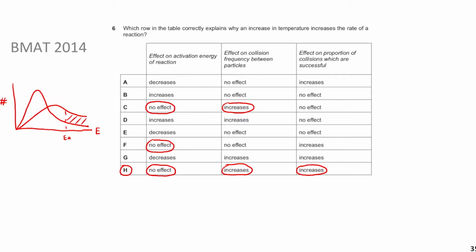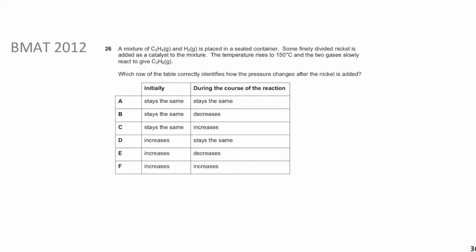All right, guys, so welcome back. So previously looking at BMAT 2014, question 6, talking about what an increased temperature does to the rate of reaction and the mechanism through which it increases the rate of reaction. But now, guys, we're going to move on to the next question, BMAT 2012, question 26. A mixture of C2H4 and H2 are placed in a sealed container. Some finely divided nickel is added as a catalyst to the mixture. The temperature rises to 150 degrees and the two gases slowly react to give C2H6. And it says, which row of the table correctly identifies how the pressure changes after the nickel is added? So, guys, pause the video, give yourself a minute, be sure to be back after the minute, where we're then going to go through the solution.